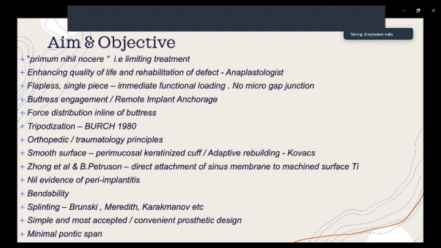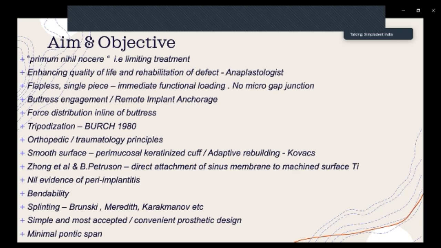And we follow the orthopedic principles. We are doing a smooth surface implantology because the soft tissue really loves the smooth surface titanium. If we perforate the frontal sinus also, there's a direct attachment of the membrane to the titanium surface. It's not a problem at all. There is a smooth surface, so we are not thinking about peri-implantitis. We should have a bendability because the abutment is more posterior inside than the bend. Then we have to bend the implant anteriorly to give the desired prosthetic results.